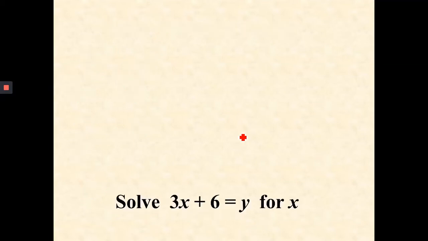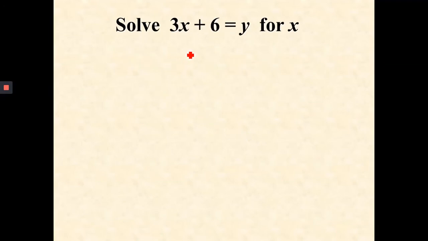Next, we have here, solve 3x plus 6 equals y. Solve for x. Okay? So we have here 3x plus 6 equals y. We're going to solve for x. We're going to identify the variable that we're going to isolate, and that is variable x. So how are we going to isolate it? Try to look at it. It has a coefficient of 3 and it has this positive 6.